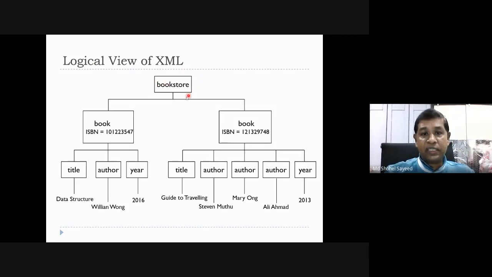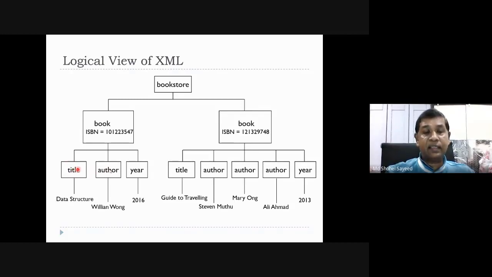The first one is the root element. This is bookstore. Then we have the child elements. There are two child elements here. One is book and the ISBN number is this one. Another also book and the ISBN number is this one. Then follow the tag, starting tag, title, and then the author also, the starting and ending tag.